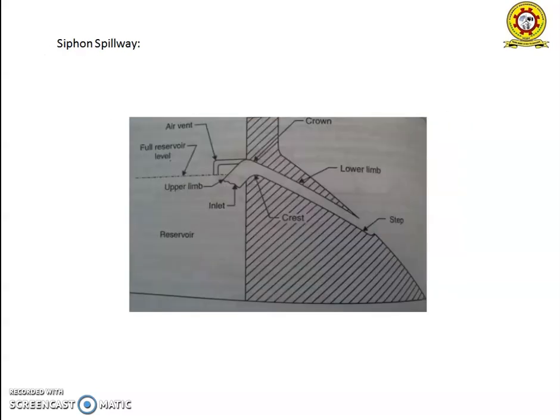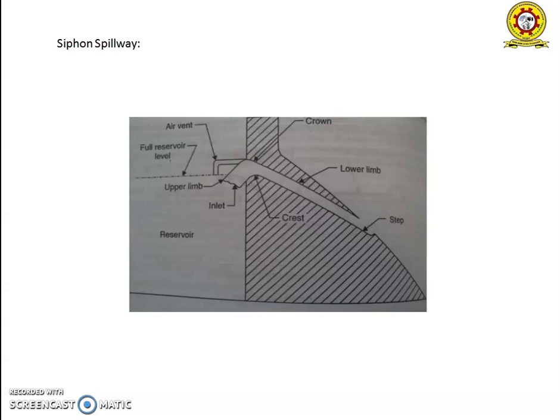Another classification is the siphon spillway. The basic principle of operation of the siphon spillway is based on siphonic action. There may be a natural depression or saddle on the periphery of the river basin away from the dam.